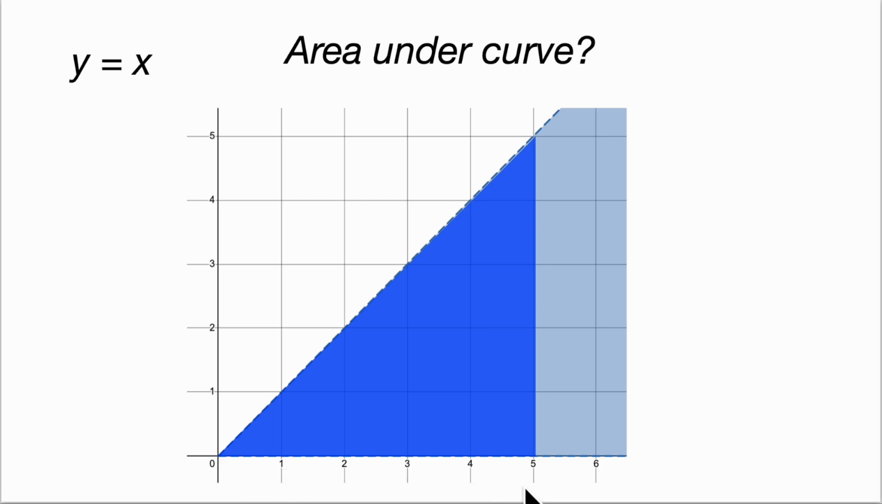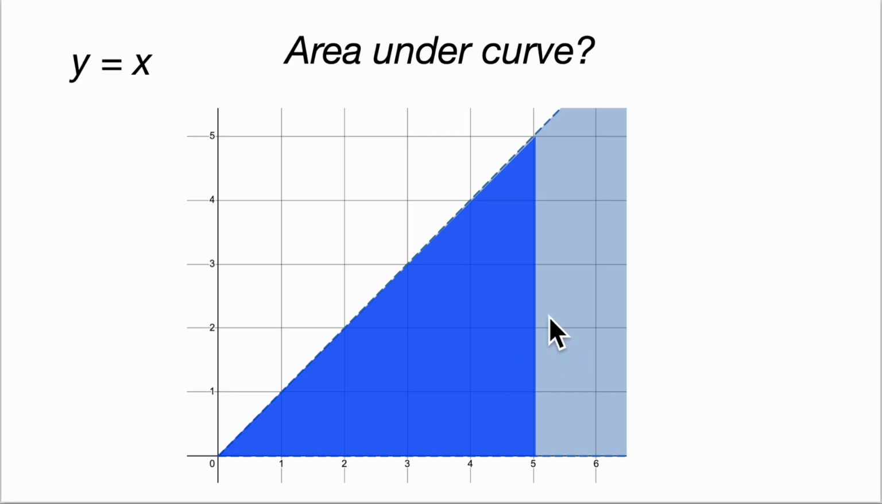So we say it's the width, which is 5, times the average of the two heights. So the height here is 5. The height here is 0. That's 5 plus 0, which is 5, over 2, it's 2.5. That's somewhere here, right? That's the midpoint. So we say it's 5 times 2.5. It's the same thing as 12.5 or 25 over 2. You get the same answer.